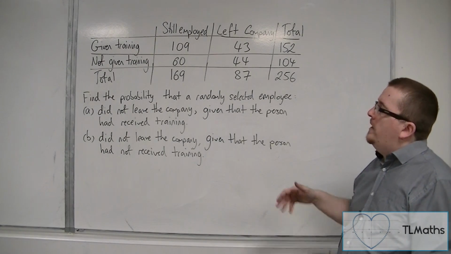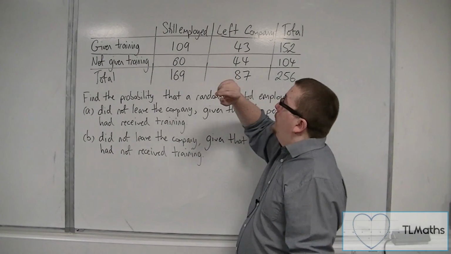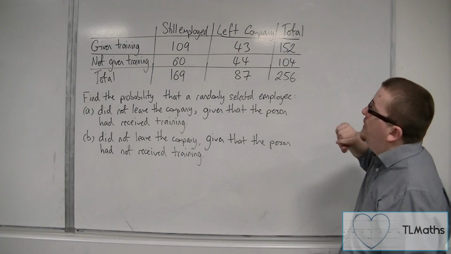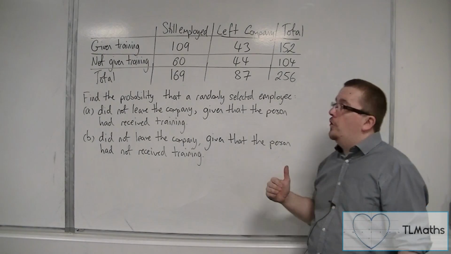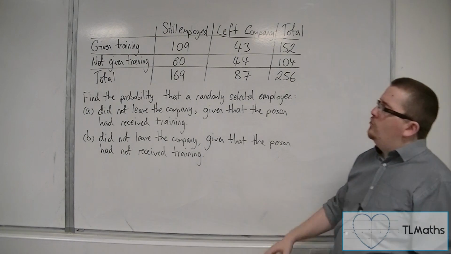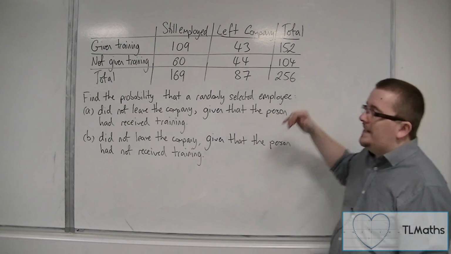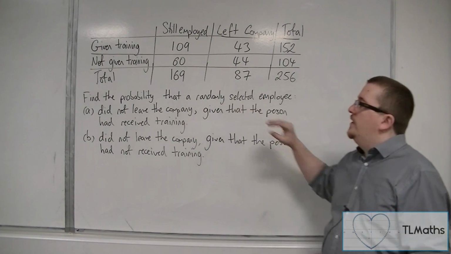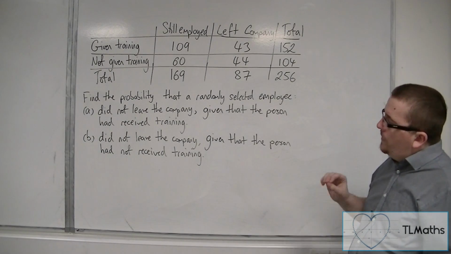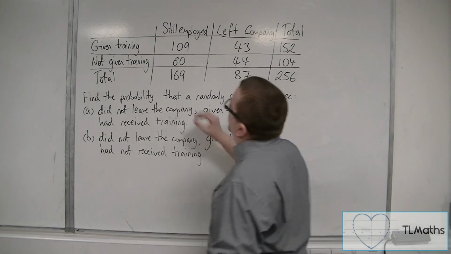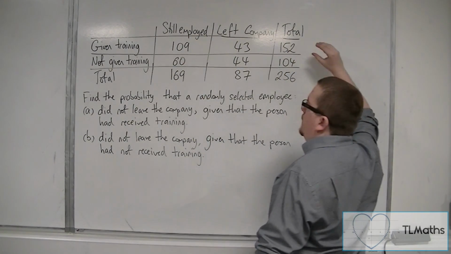So let's say that we have given a two-way table here where we're given the figures of those people that are still employed, those people that left the company, and whether they were given training or not given training. And we're asked to find these two probabilities. Find the probability that a randomly selected employee did not leave the company given that the person had received training. So given that the person had received training, we're just looking at this row, okay?